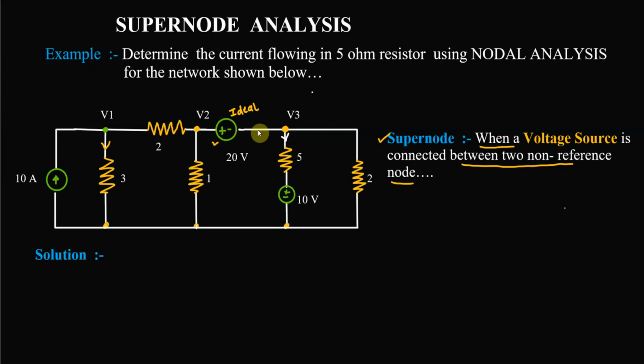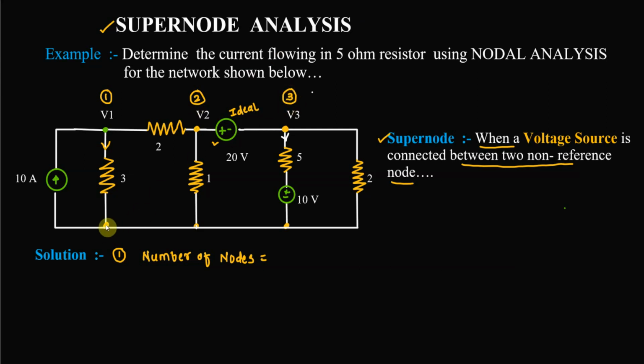So when this type of situation comes up in a numerical, how to deal with it is what we have to understand, and this is known as supernode analysis. When we solve a nodal analysis numerical, the first step is always to find out how many nodes there are. So the first step is the number of nodes. This is the first node, so I will give it the name node number 1. This will be node number 2, and this will be node number 3.